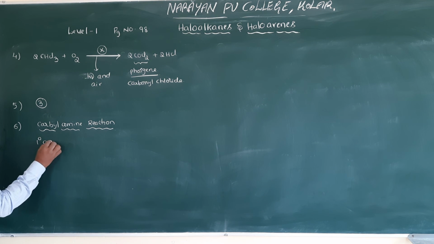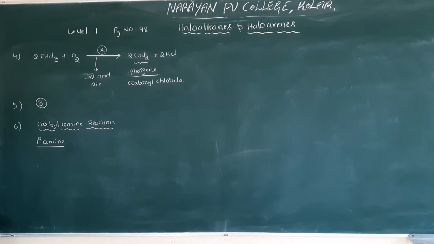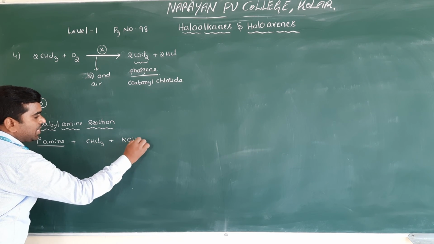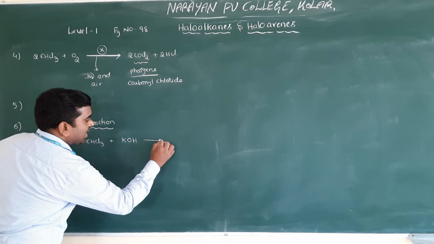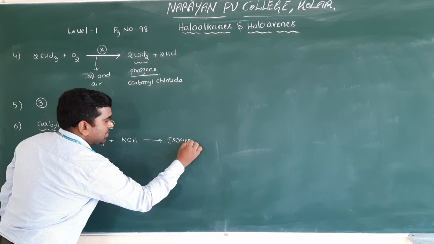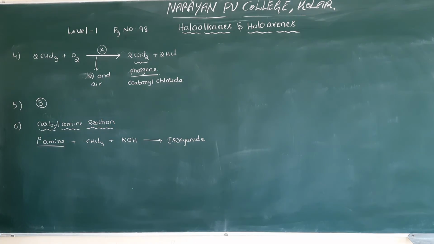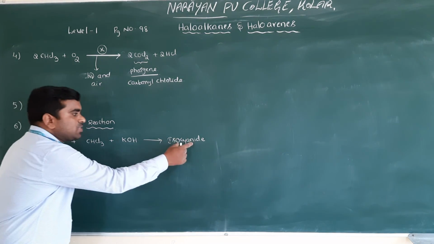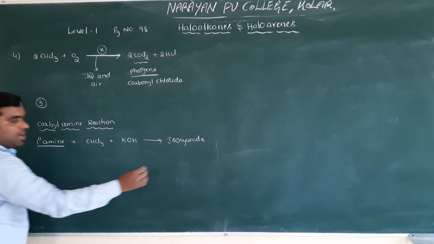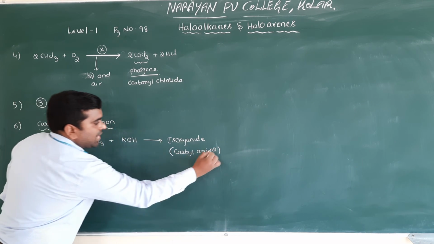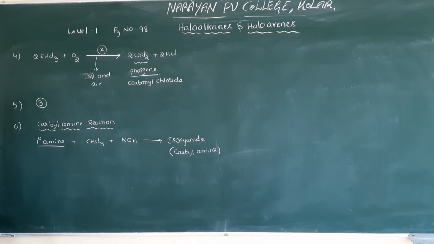Whenever primary amines, very important, which amines? Primary amines we have to take, treated with chloroform and alkali. Alkali means I will take a base here. Clear? Then we will get isocyanides as the product. And it gives a very offensive, very bad smell, so by using this smell we can identify this reaction. Isocyanides can also be called carbylamines, so we call this reaction the carbylamine reaction.